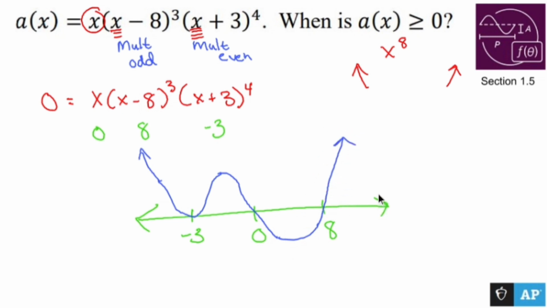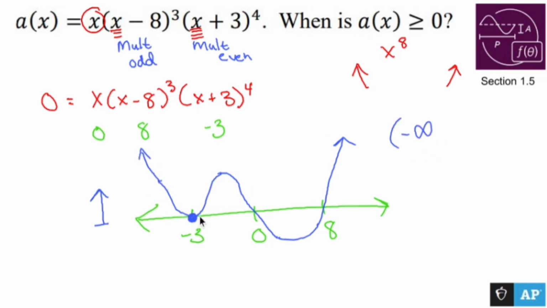Okay, so again, when your multiplicity is odd, like here and here, your line goes through that zero. When it's even, like it was for negative 3, it bounces off. I care when A of x is positive and also equal to 0, which means where it's above the x-axis. Now it's above the x-axis from negative infinity all the way to negative 3. Now here's the thing. It hits 0 at negative 3. Am I allowed to include 0? Yes, I am. So my first interval is going to be from negative infinity.